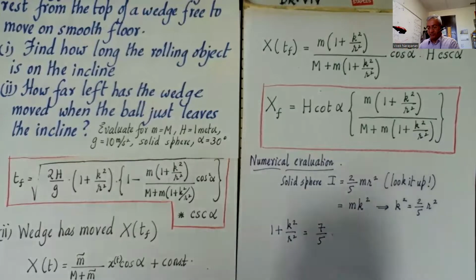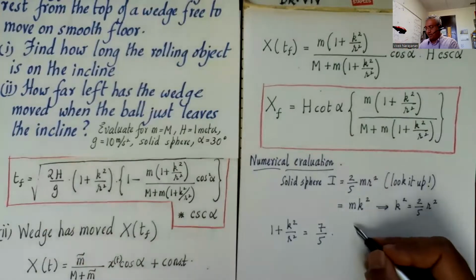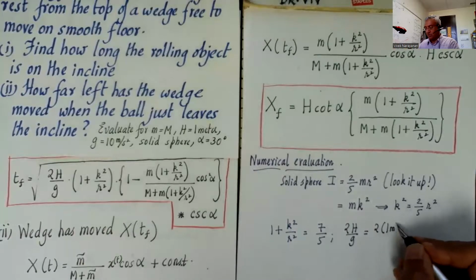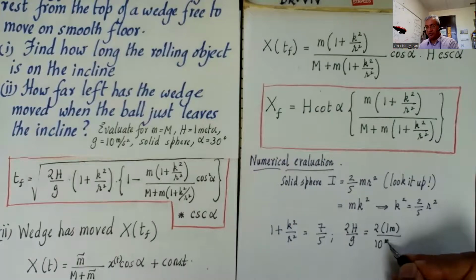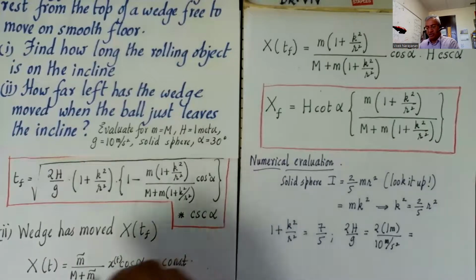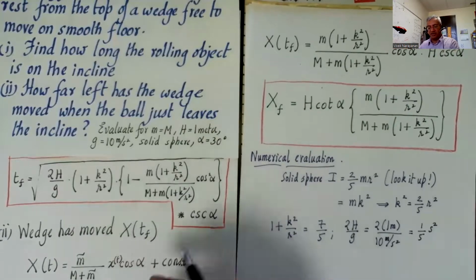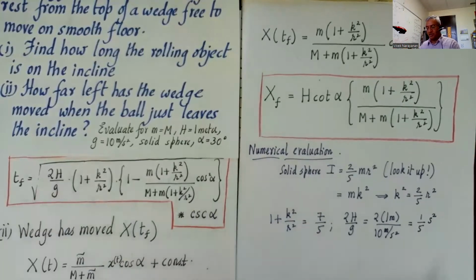Now, 2h over g, let's find out what that is. 2h over g is 2 times 1 meter, over 10 meters per second squared. The units are all going to work out. So that's going to be 1/5 seconds squared. When you take the square root, you get seconds. So that's the units working out there.